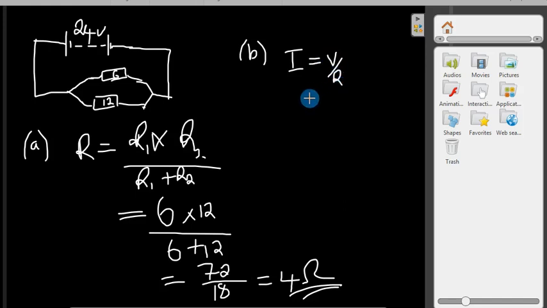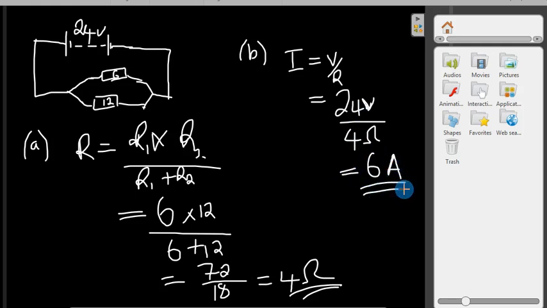So this becomes equal to V, which is 24 volts, the total voltage, divided by resistance, and the resistance we have found is 4 ohms. So 24 divided by 4 is 6, and don't forget the unit for current, amps.